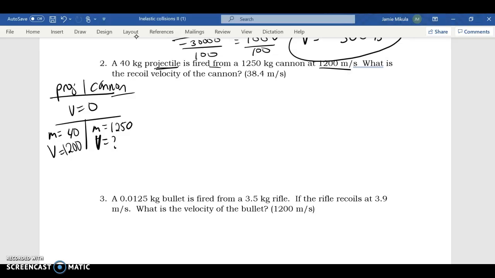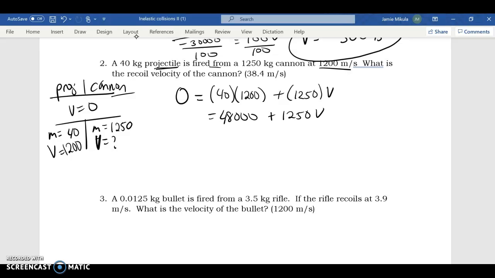All right, so same formula. 0 equals, anything times 0 is going to be 0. So 0 equals, and then the mass of the first one is 40 times 1200 plus 1250 V. So 40 times 1200 is 48,000 plus 1250 V, and that's all equal to 0.